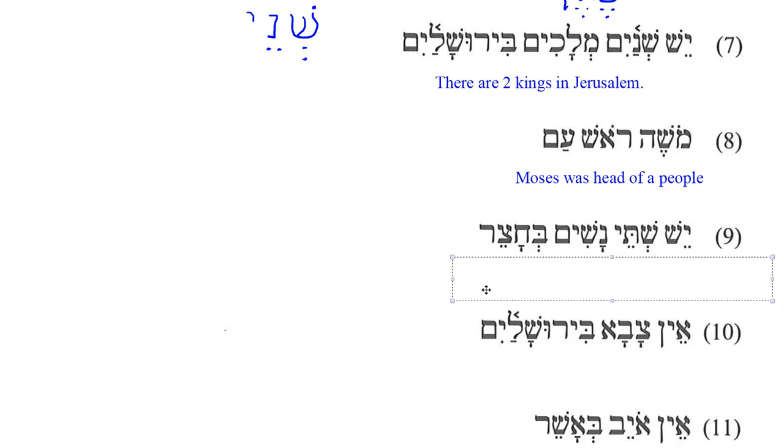So we have, there are 2 women, nashim is women, and then we have our preposition beit and then chatzer. And chatzer means something like a courtyard, a yard, a village. So there are 2 women in a courtyard. And I'm supplying the indefinite article a, even though Hebrew has no indefinite article.